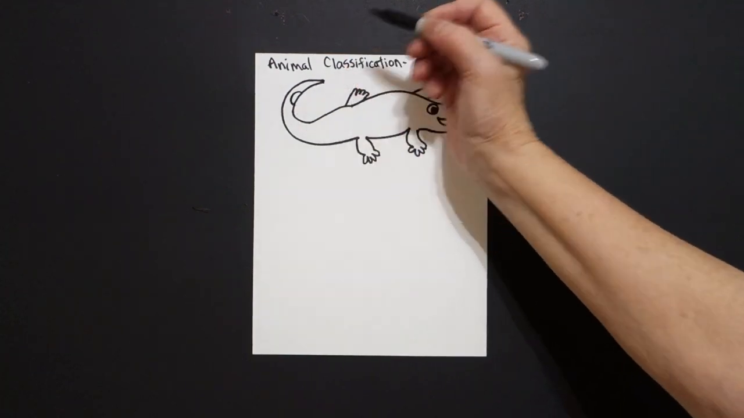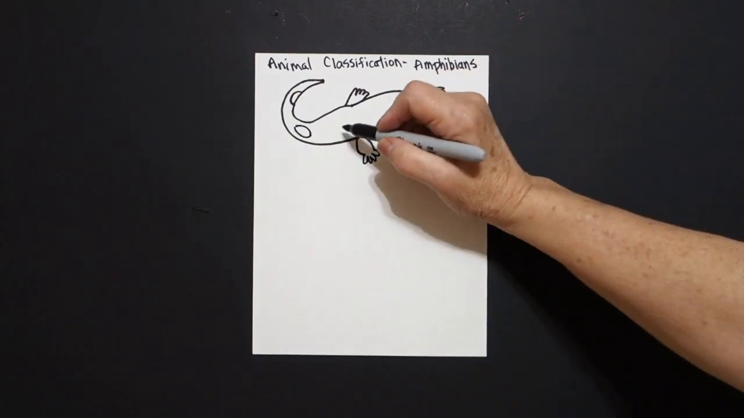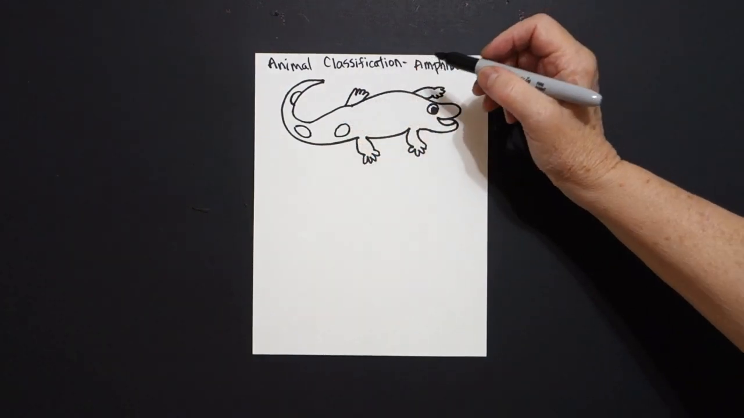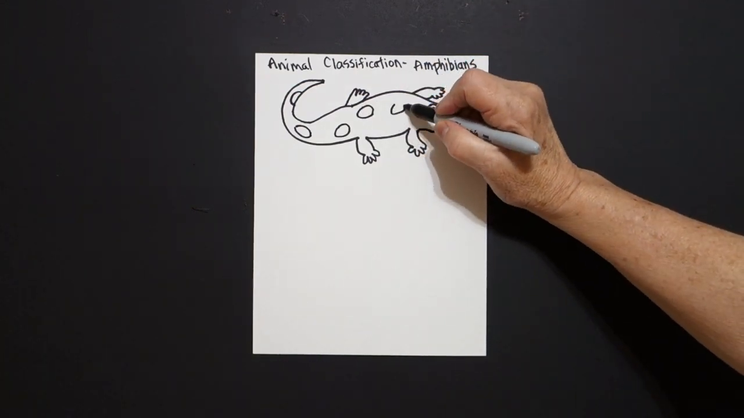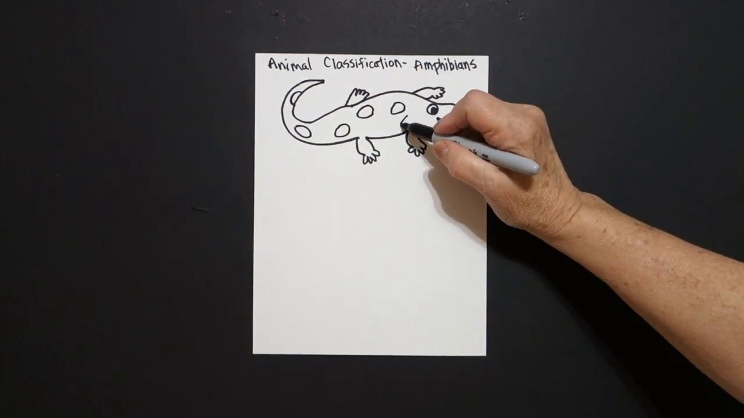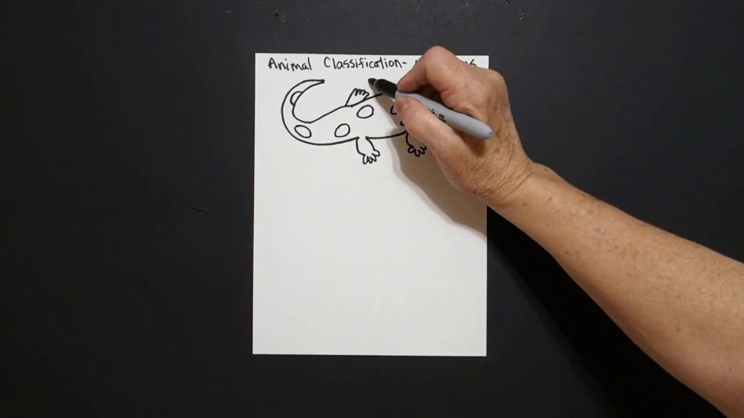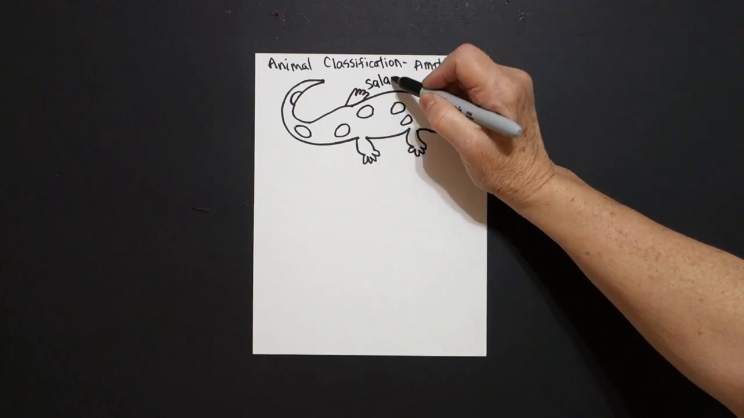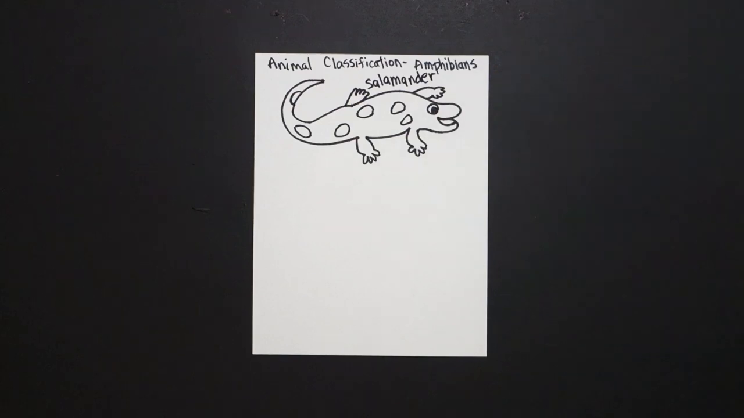Every once in a while, we're going to draw a curve line, kind of an oval connect. Oval connect, these don't have to be exact. Oval connect, oval connect, oval connect. This is a salamander. I'm sounding out my letters. Salamander, okay? And we'll go over these after we draw them.